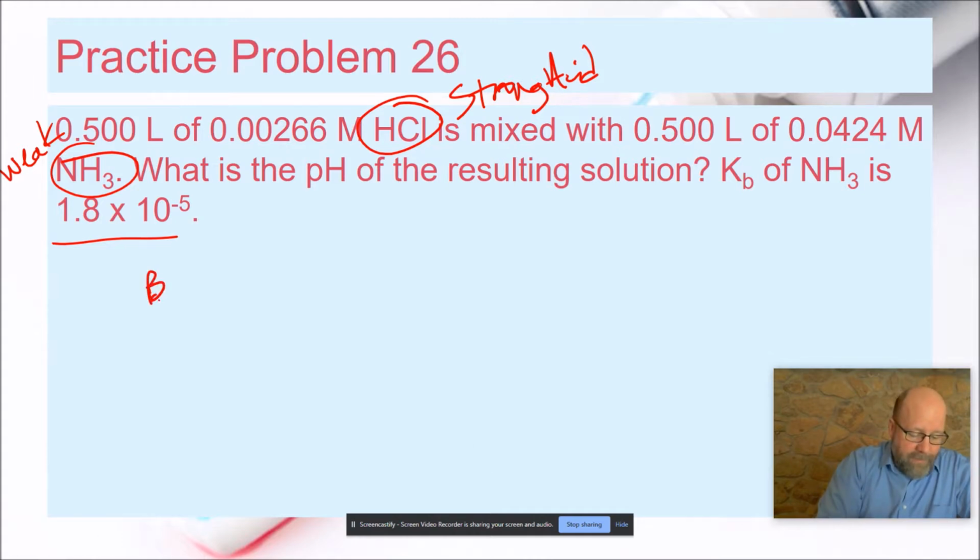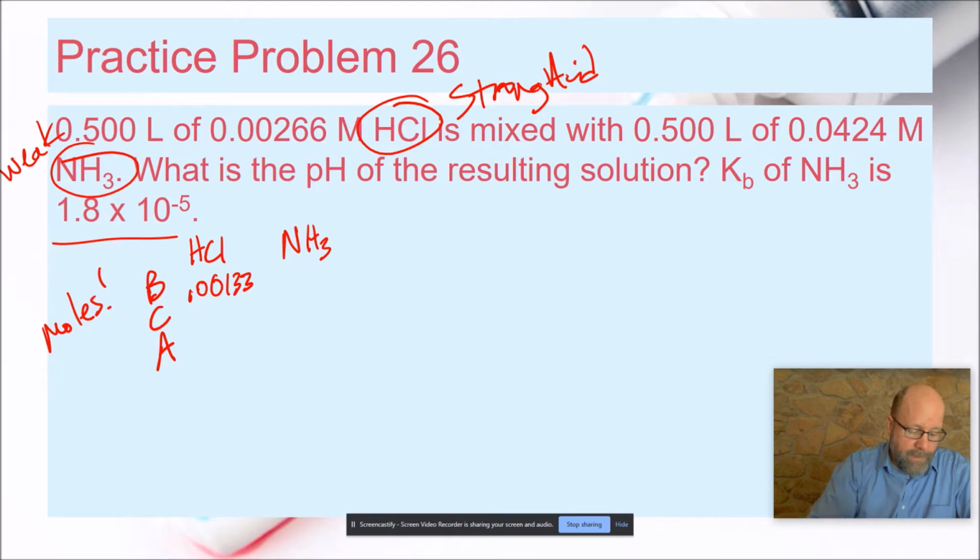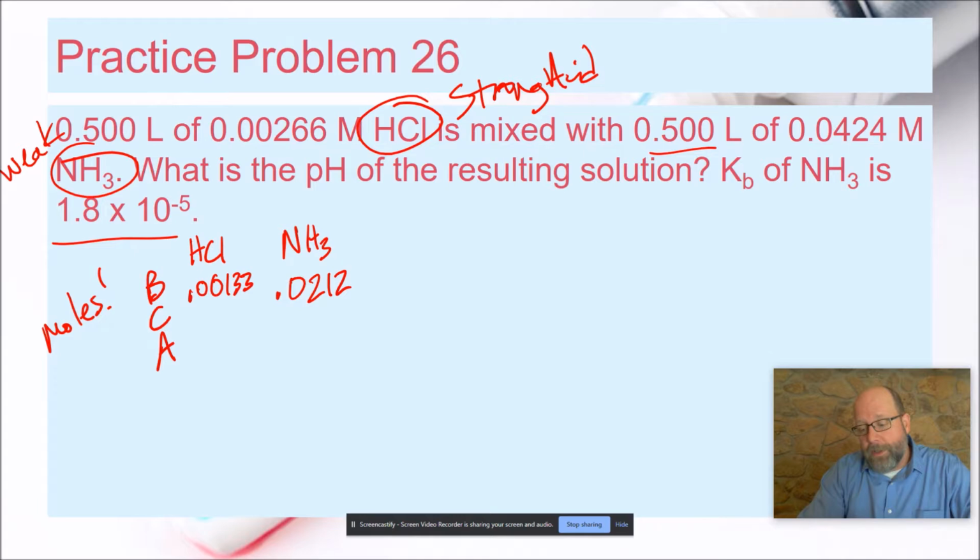So I'm going to make a Chewbacca table. All right, there's my BCA. I'm going to have my HCl. I'm going to have my NH3. And I can already tell, well, let's just do this first and just to be sure. So this is 0.00133 moles. Remember, this has got to be moles. Just write them in. Now for the weak base, we have the same thing. We're going to cut it in half because, again, it's a half a liter. So 0.0212 moles. And it looks like I've got a lot more of the weak base than I do the strong acid. So the strong acid is going to neutralize some of the base and leave some of its conjugate acid.